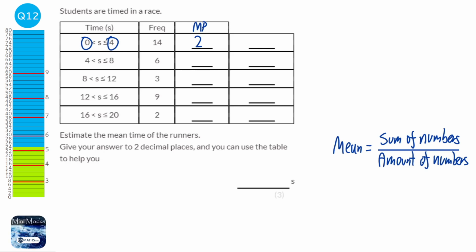Same with the 4 and the 8. Halfway between 4 and 8 is 6, and you can add them together, 12 divided by 2, which is 6. Go down finding the midpoints, and we're just going to assume the students all got the same time. Then we're going to do our FS column, okay? And so we're assuming that 14 students got a time of 2 seconds. So when you times those together, you get 28. And we're just going to times all of these together.